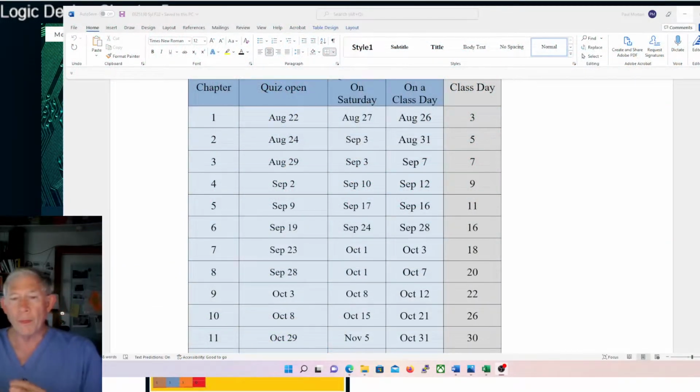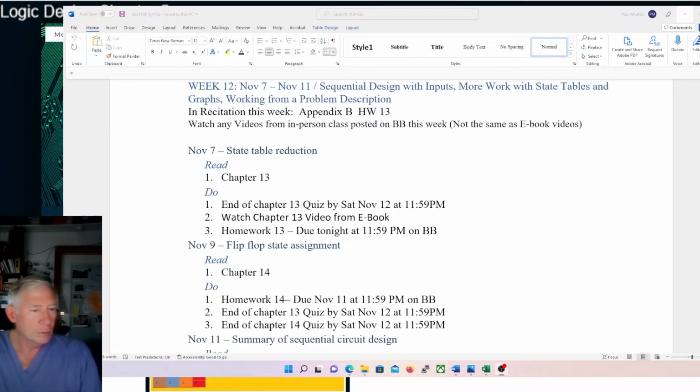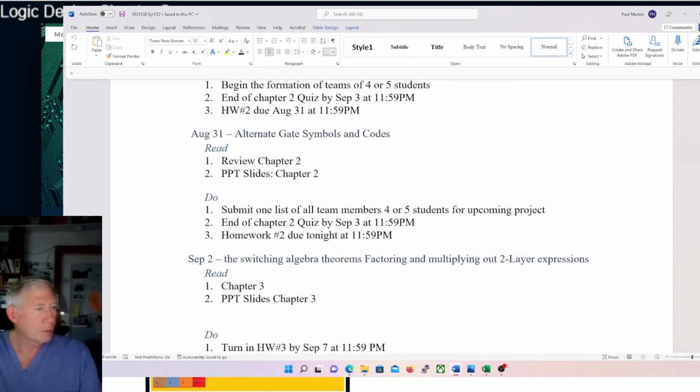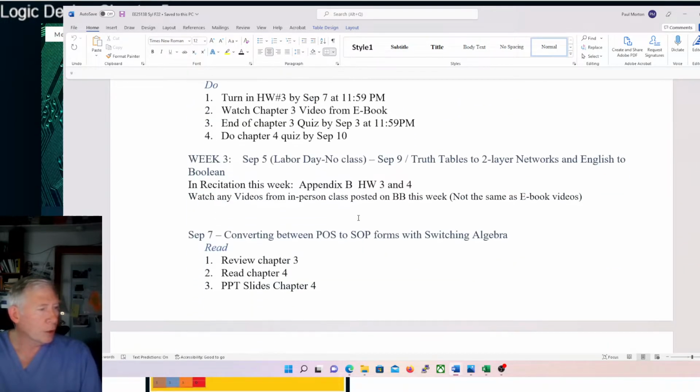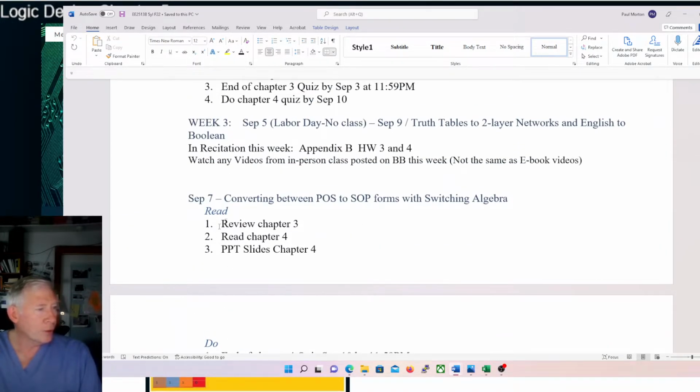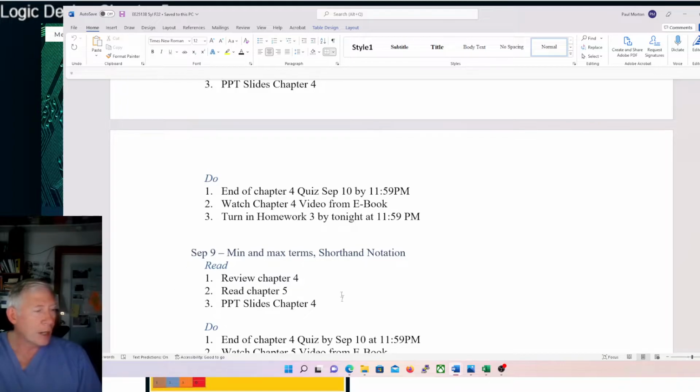Okay, so this is the schedule. Keep an eye on this. So here we are on week 3, Wednesday, September the 7th. We're still going to do some work on converting from POS to SOP and from SOP to POS. We did some of that last Friday, but we're going to go ahead and move on. We're going to hit Chapter 2 on Friday anyway.